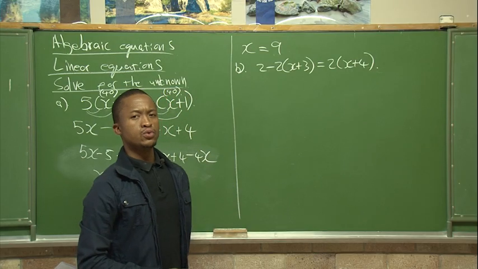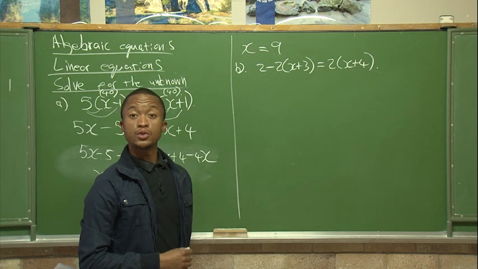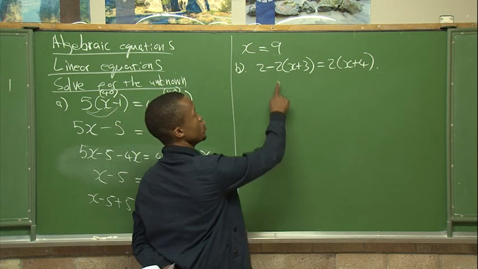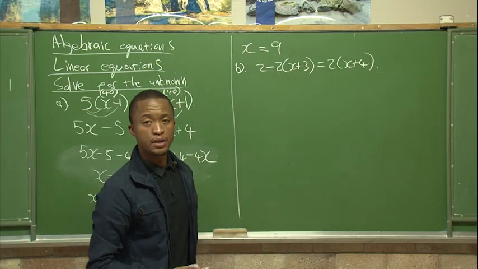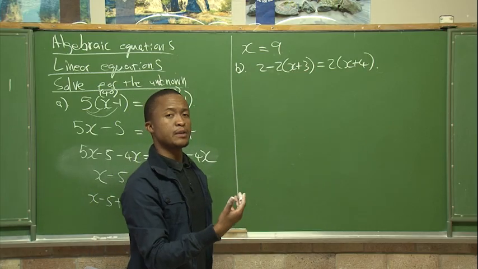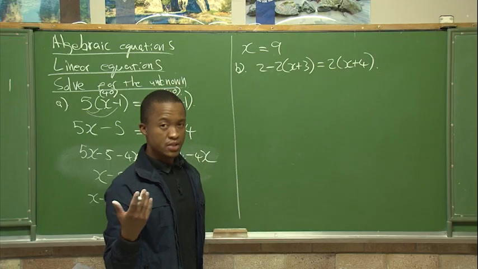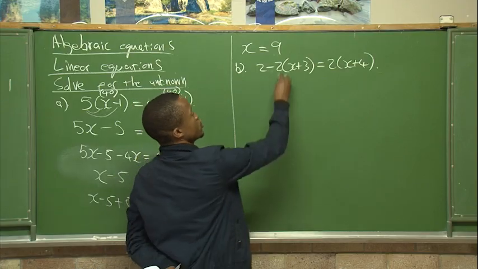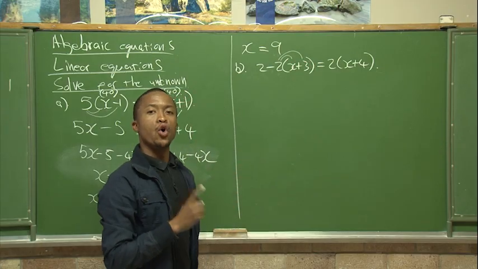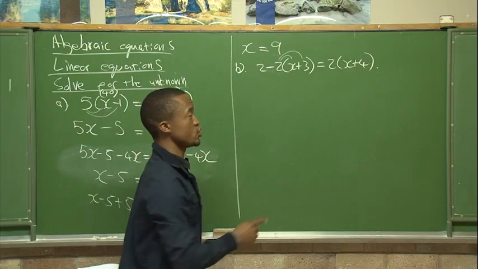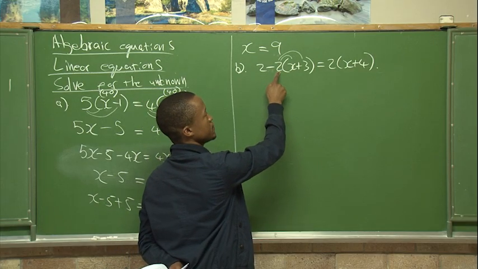So what do we need to do? Well, we need to apply the distributive law, because we have a monomial multiplied with a binomial or a polynomial. It can be a binomial, can be a trinomial, or can be more than 3 terms. So what we need to do, we need to first multiply, because remember the order of operations. You cannot subtract before you multiply.